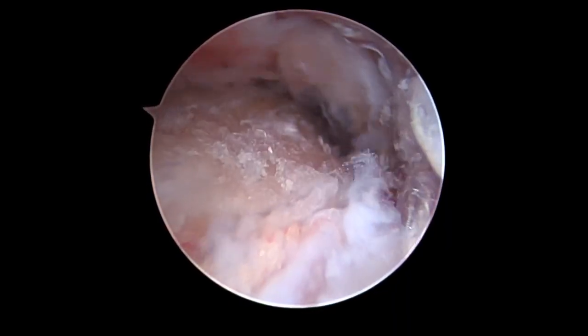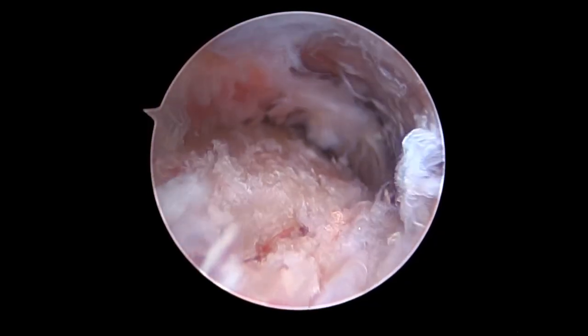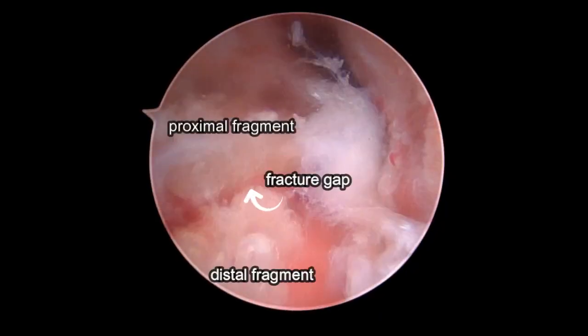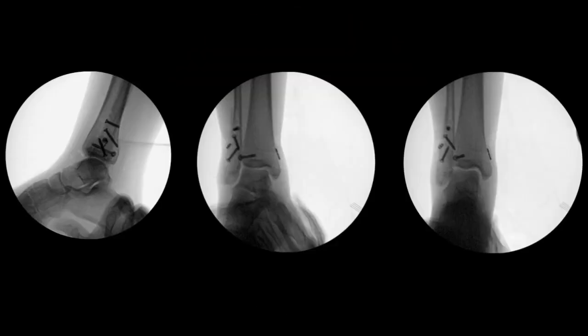The reduction is then held with K wires and fixed with 3 cannulated lag screws. The number of screws and trajectories are designed by the fracture pattern. After fixation, the fracture reduction can be checked under both endoscopy and fluoroscopy. Subsequent reduction and fixation of remaining fractures can be done in the usual ankle arthroscopic manner.